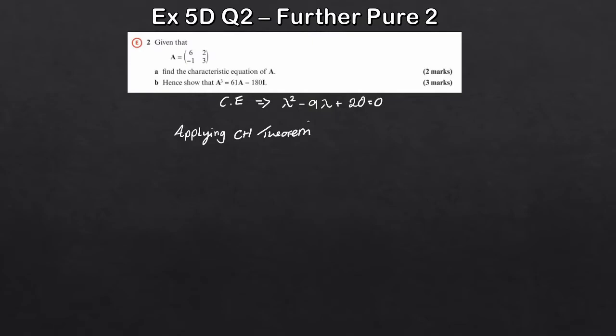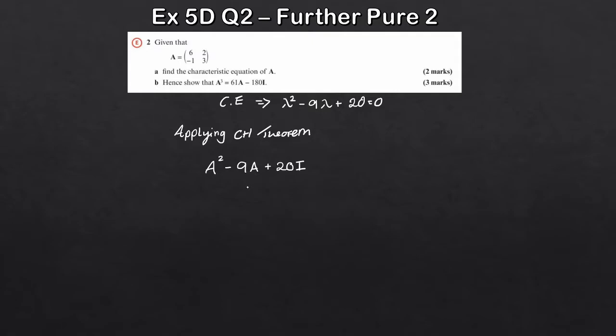So with the Cayley Hamilton theorem, wherever there's a lambda, we replace that with an A, and wherever there's a number on its own, that would be multiplied by I. So to do that, we just write A squared minus 9A, and because it's just a number on its own, it'll be 20I. Okay, so we've applied the Cayley Hamilton theorem.